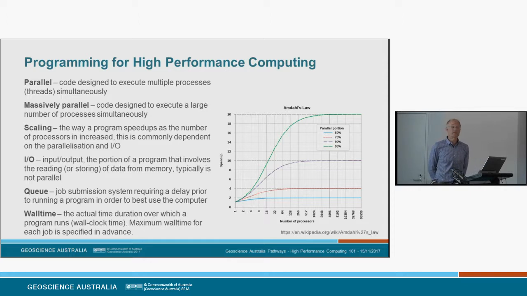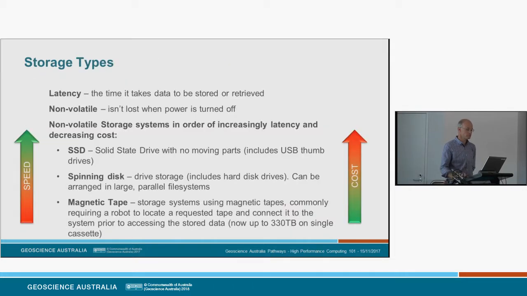The wall time, that's how long the run actually runs for, and when you submit a job, you have to say, this is how long I want my job to run for. It can run for less time, but that's sort of the maximum time. So wall time is an important concept in high-performance computing.